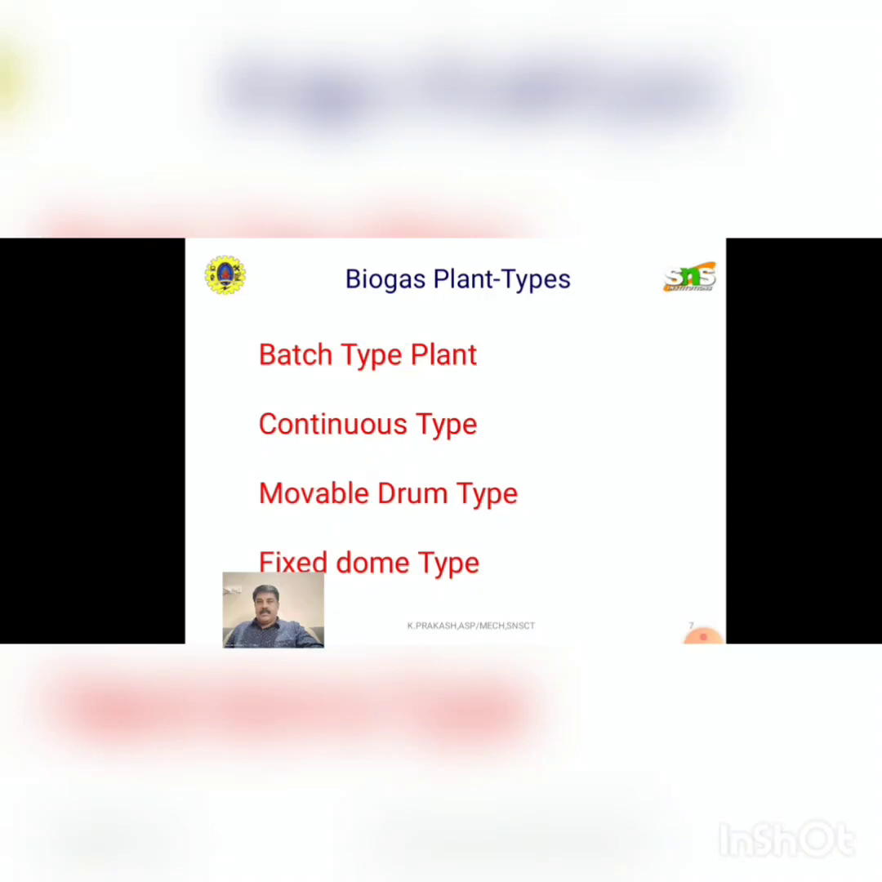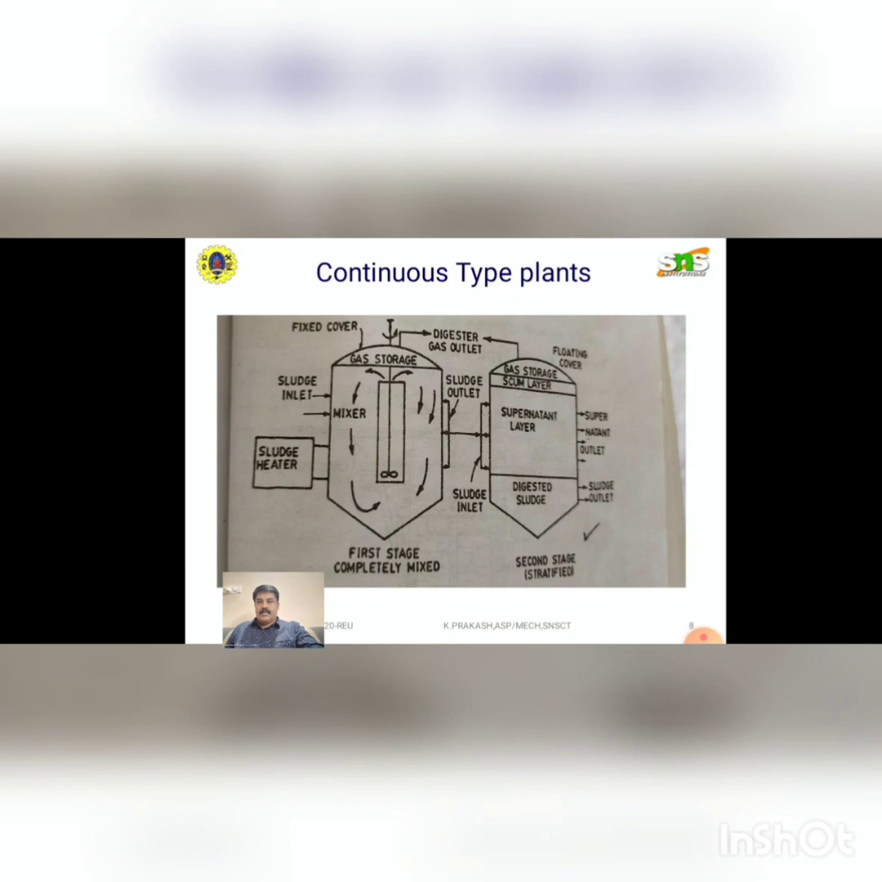Different types of biogas plants are the batch type plant, continuous type, movable drum type, and fixed dome type. In this, we are going to discuss the batch type. Batch type biogas plants are suitable where a daily supply of raw materials is difficult to obtain. In a batch type biogas plant, the digester is filled, sealed and allowed sufficient time. After completion of the digestion, the residue is emptied and filled again.